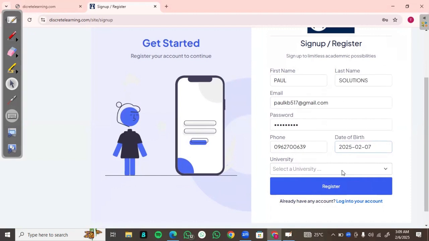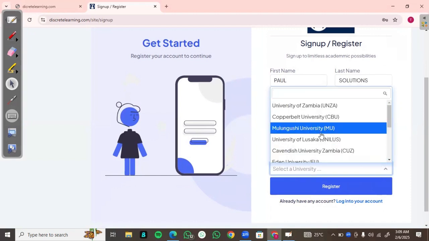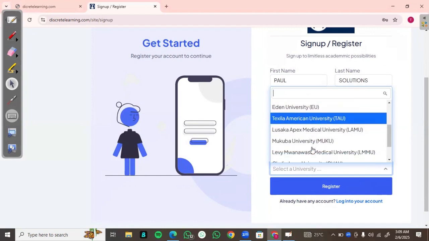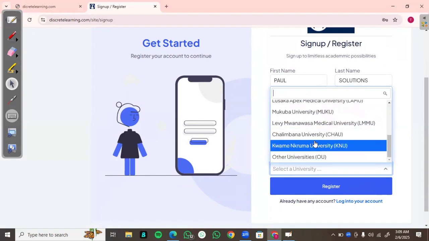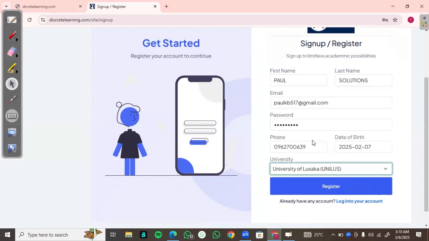And then here you are going to select your university. Okay, so we have a lot of universities here. You can see there's Gonza, CBU, Mulungushi, Cavendish, all these universities. So you click the university that you belong to. For example, I'm going to click University of Lusaka. And then you click register.